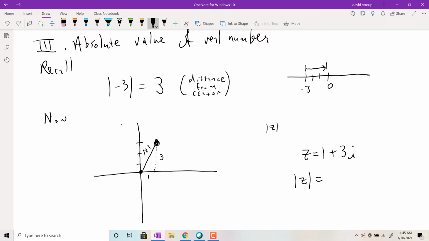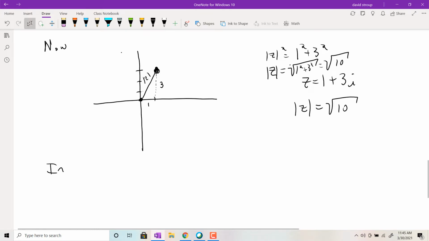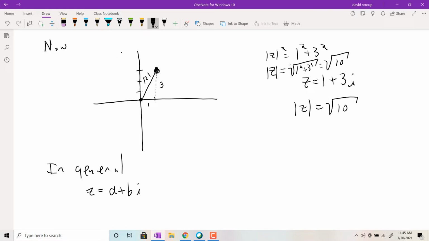The absolute value of z squared is equal to 1 squared plus 3 squared, and then if you take square root on both sides, you get the absolute value of z is the square root of 1 squared plus 3 squared, right? Which is then the square root of 1 plus 9, which is square root of 10. So the absolute value of z is root 10. In general, all you have to do is basically take the square root of the components squared. So if you're given a number z equals a plus bi, the absolute value of z, the distance from the center, is the square root of a squared plus b squared. That's it.